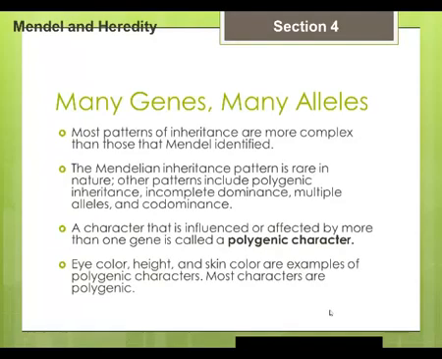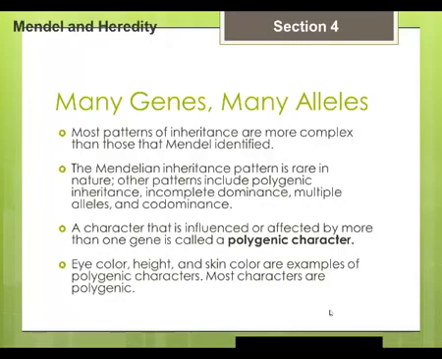Many genes, many alleles. It's really important for us to realize that Mendel's laws are much more complex than what he really identified. In nature, Mendel's inheritance patterns don't happen very often. There's a number of other things that control how genes are passed on from parent to offspring, and then beyond how they're passed on from parent to offspring, also how your body actually expresses those given traits. And a number of those different patterns of inheritance include polygenic inheritance, incomplete dominance, multiple alleles, and codominance.